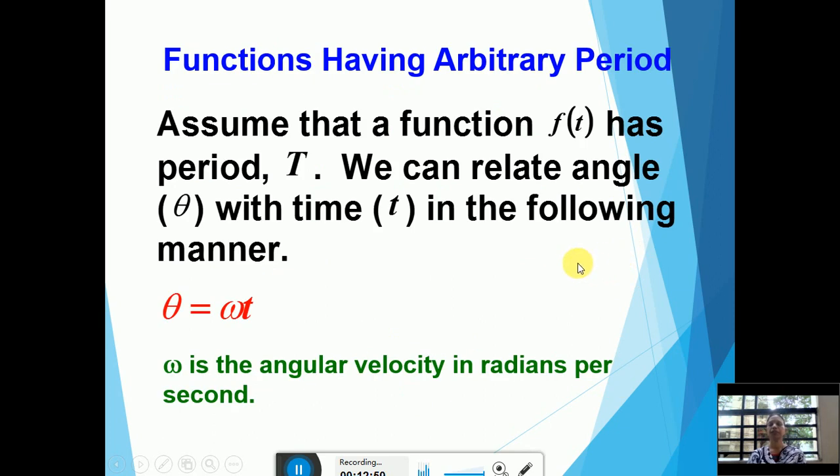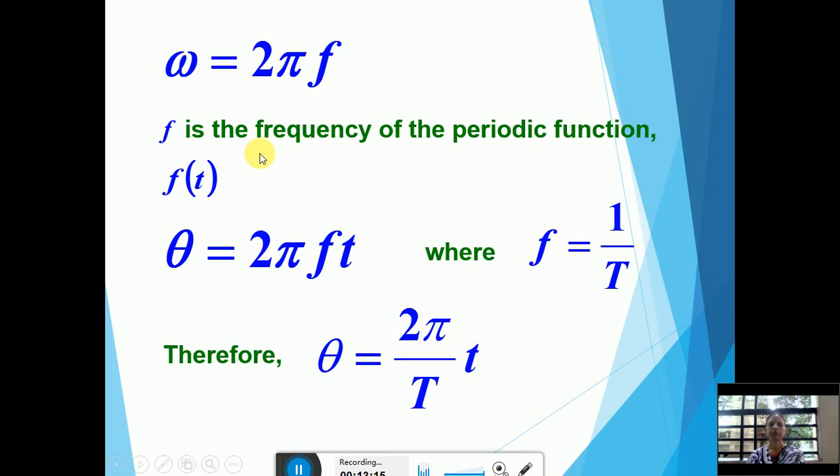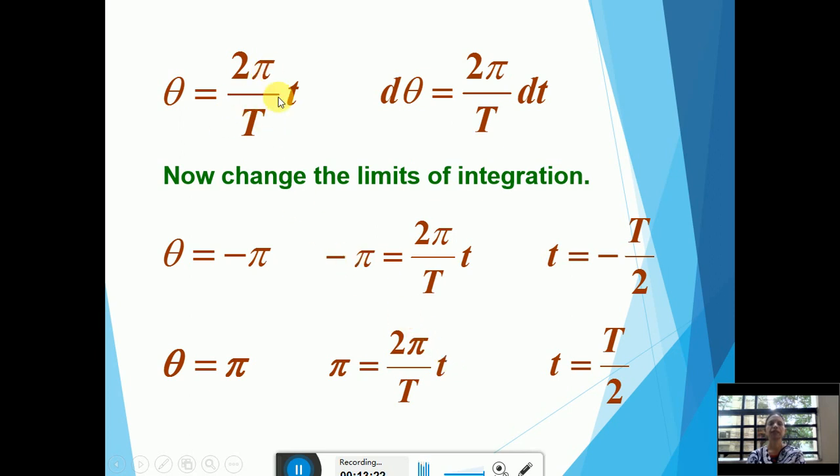Now, functions having arbitrary period. Till now we were discussing a square wave or f of x equal to x squared, which are periodic functions. Suppose you want to find the Fourier series for a function which has an arbitrary period, we can relate it like this. The angle theta is equal to omega t, angular velocity. Omega is 2 pi f and f is 1 over T. Theta is 2 pi f t, so theta is 2 pi by T times t. So d theta will be 2 pi by T dt.